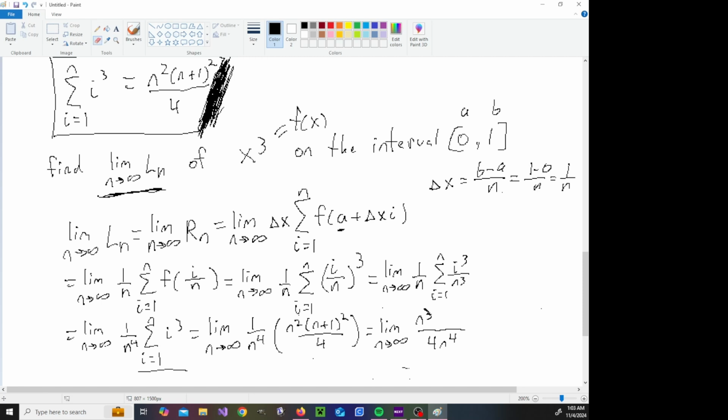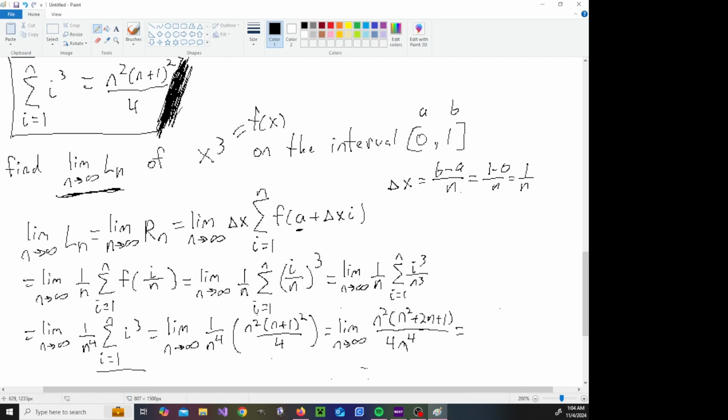Oh, sorry. I also want to square the n plus 1 first. So this is n squared times n squared plus 2n plus 1 is what you get when you square that. Now we can distribute our n squared to everything. Limit as n goes to infinity, 4n squared on the bottom. And now n squared times n squared is n to the fourth. 2n times n squared is 2n cubed. And then 1 times n squared is n squared.